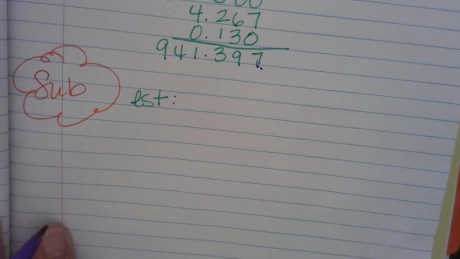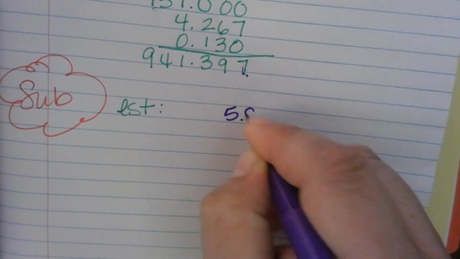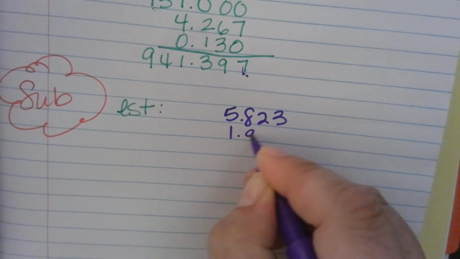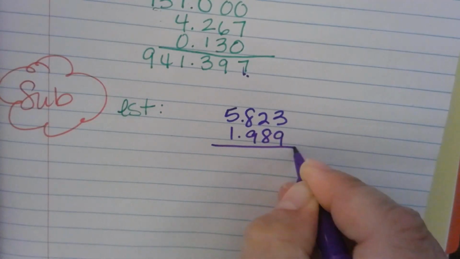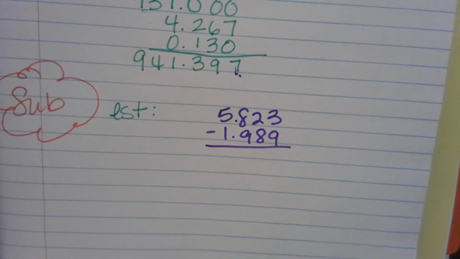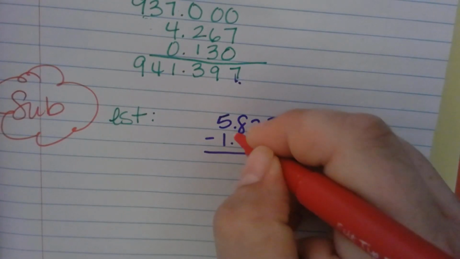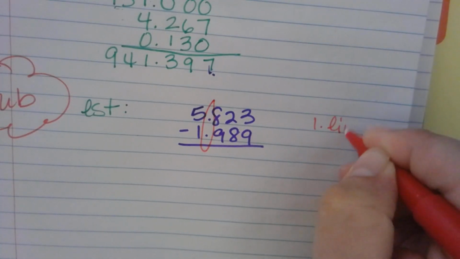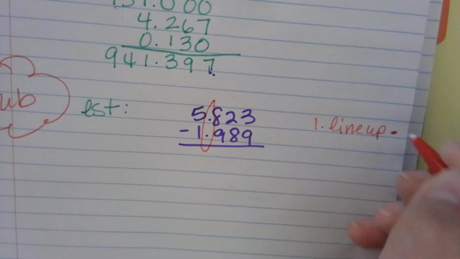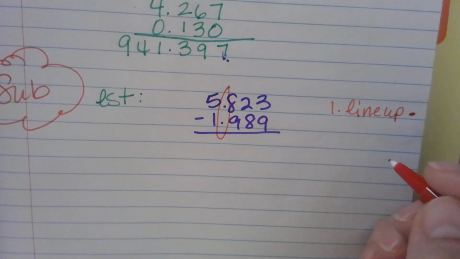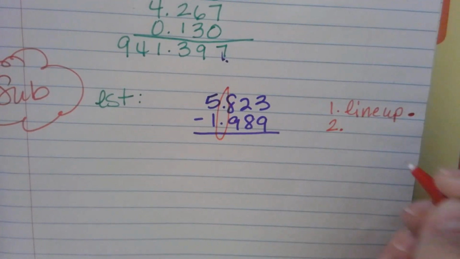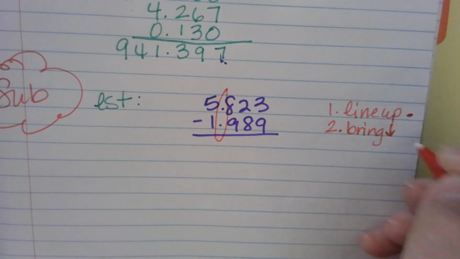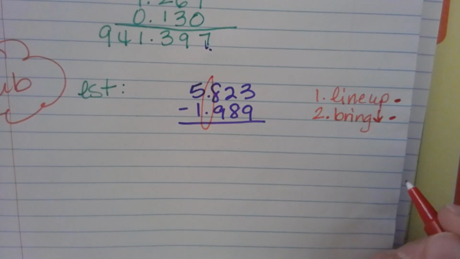Let's do this one. 5 and 823 thousandths minus 1 and 989 thousandths. So, first things first. Again, line up the decimals. I'm just going to put here, line up, and I'm going to draw my decimal. Step 2 is going to be bring down. I'm just going to draw a little arrow. Bring down the decimal.